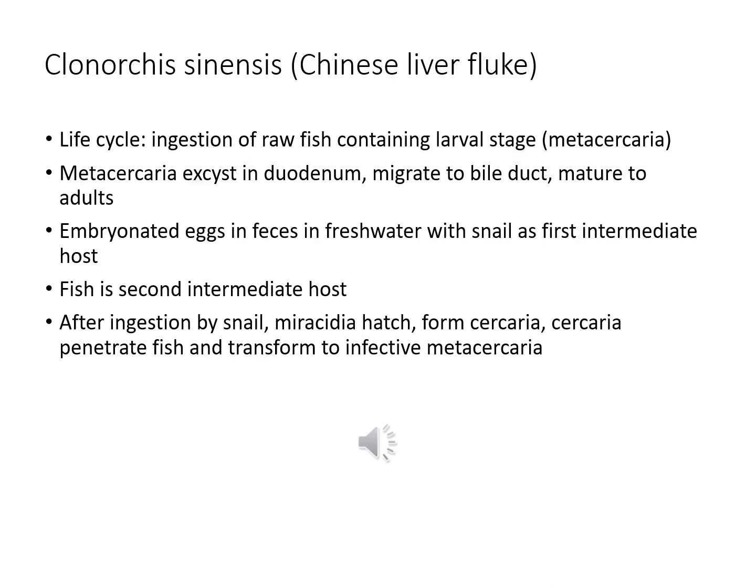Clonorchis sinensis is the Chinese liver fluke. We become infected by ingestion of raw fish that contain the larval stage called the metacercaria. The metacercaria excyst in the duodenum, then migrate to the bile duct, and then mature into adults. The embryonated eggs in the feces reach fresh water, with a snail as the first intermediate host. Fish are the second intermediate host, so after ingestion by the snail, the miracidia hatch, form the cercariae, and then the cercariae penetrate the fish and transform into the infective metacercariae, and then we ingest the raw fish, which is how we become infected.